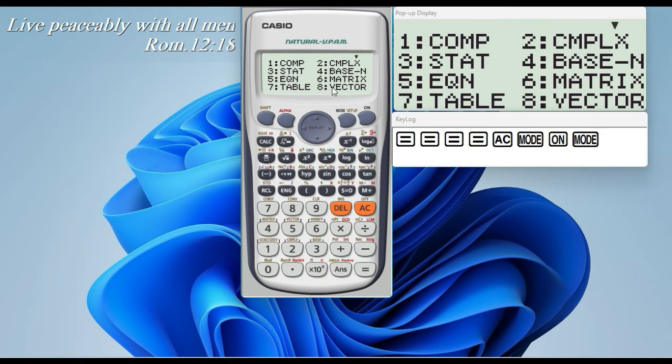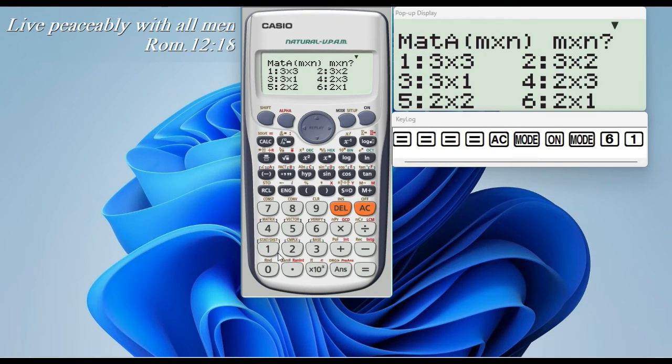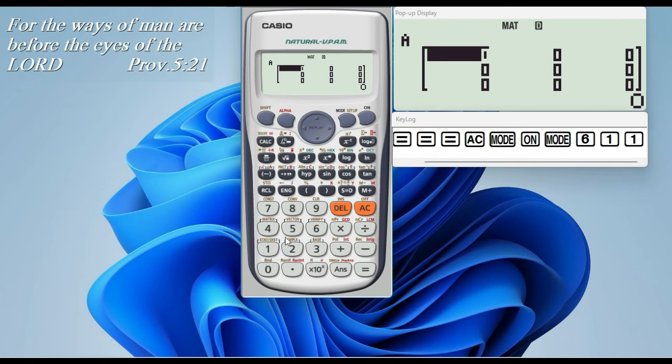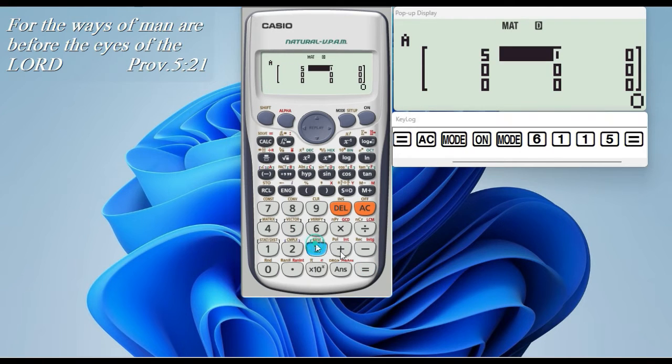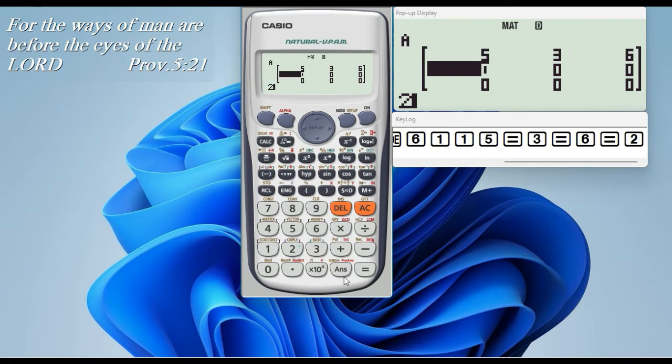So matrix 1, I want to know which of them will I pick. 3 by 3 matrix, 3 by 2 matrix, 3 by 1, and then in that order. So this is the 3 by 3 matrix I have taken. So let's key inside some values, random values, and then we see whether we can find the determinant, whether we can find the multiplication or the addition of this matrix.